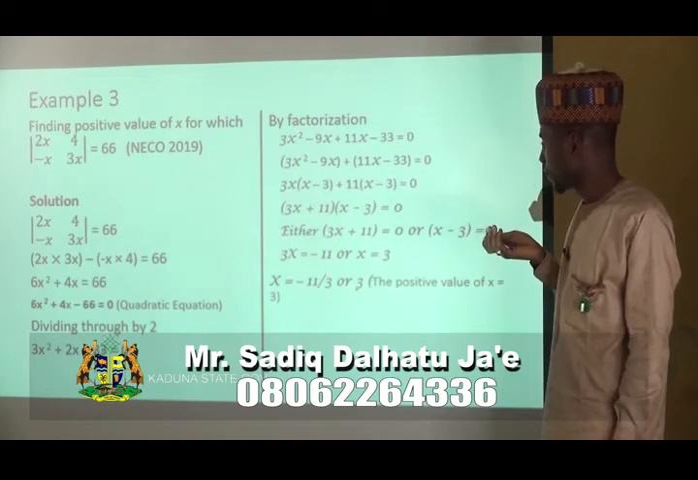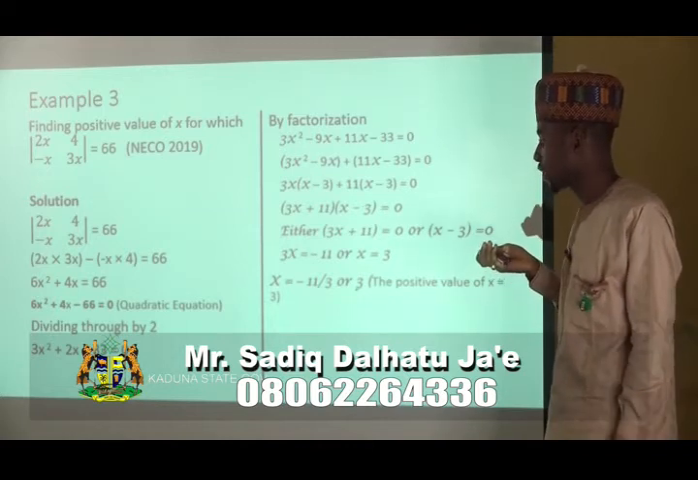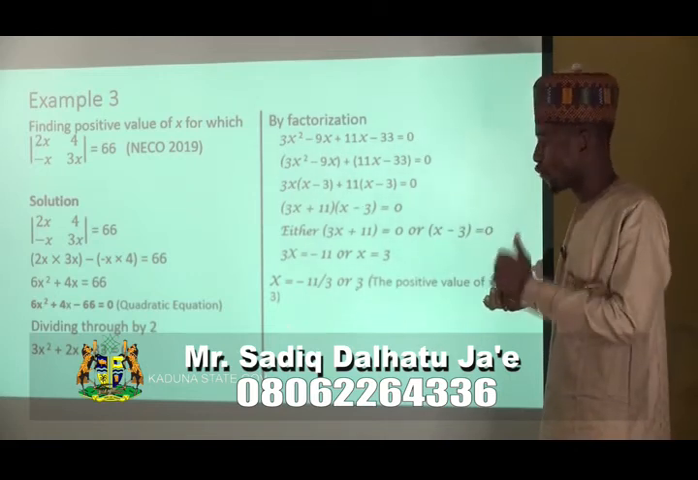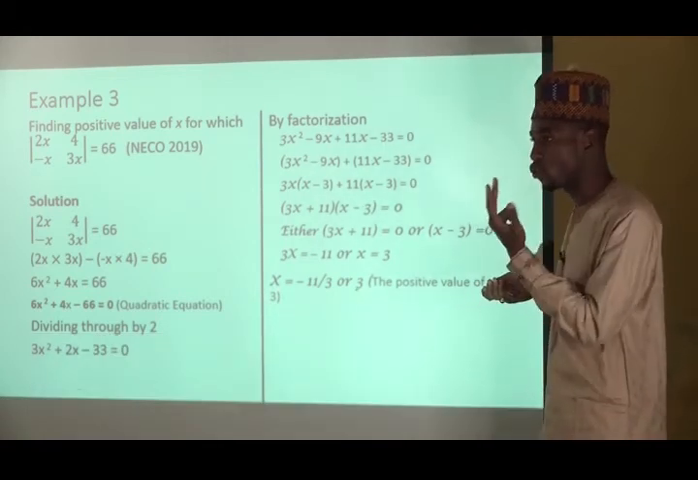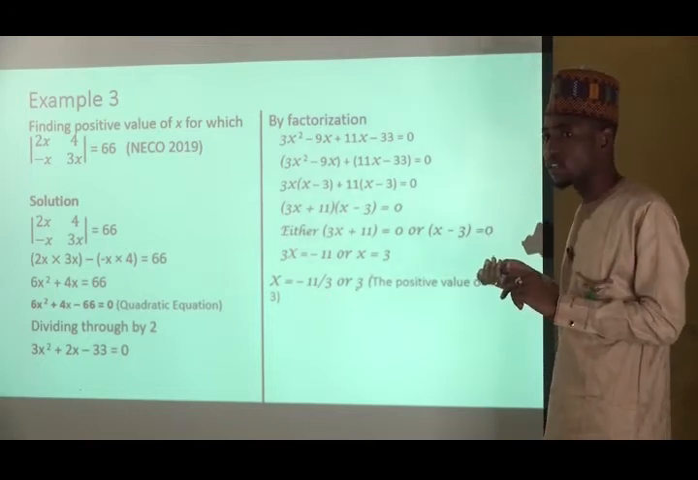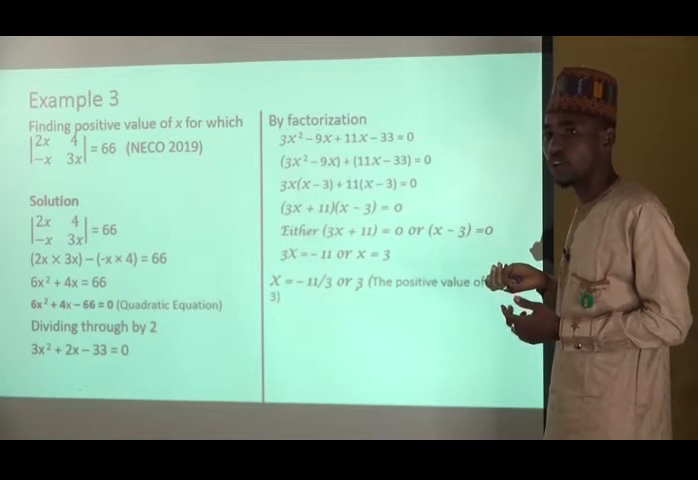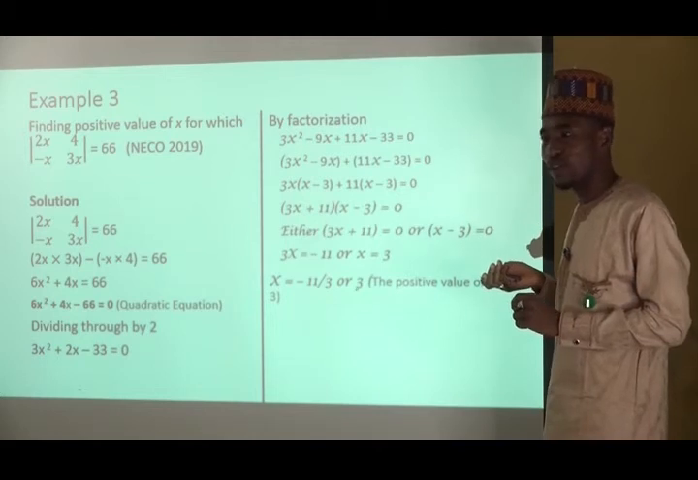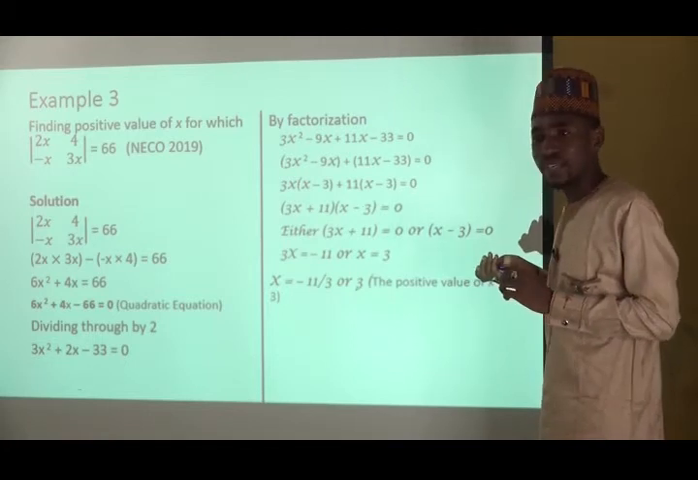Then at the second side, x minus 3 equals 0. If 3 crosses the equality sign, x equals 3. Remember, the question says, find the positive value of x. These are the two solutions of this equation. In any polynomial equation of degree 2, which is a quadratic equation, you must have two solutions. The first solution is minus 11 divided by 3, and the second solution is 3. The question says the positive value. So x equals minus 11 over 3 is not positive, it's negative. But x equals 3 is positive.